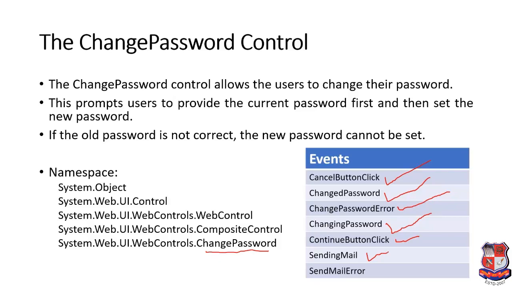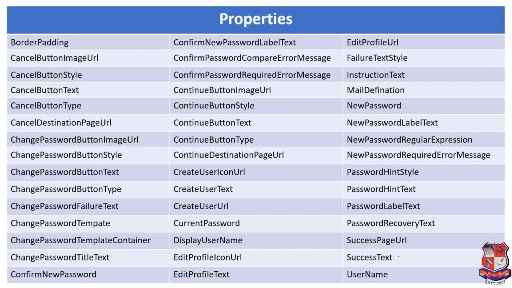Next is SendingMail. It is initiated before the user is sent an email confirmation that the password has been changed. And the last one is SendMailError. It is initiated when there is an SMTP error sending an email message to the user. Okay, now we are going to discuss the properties available for the change password control. We'll start with the first, that is BorderPadding.